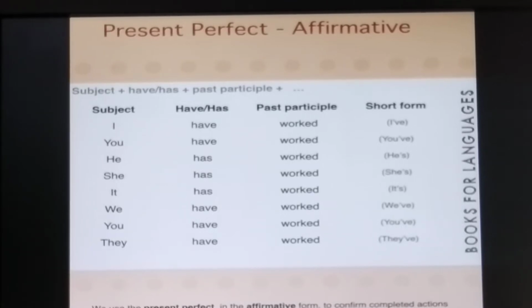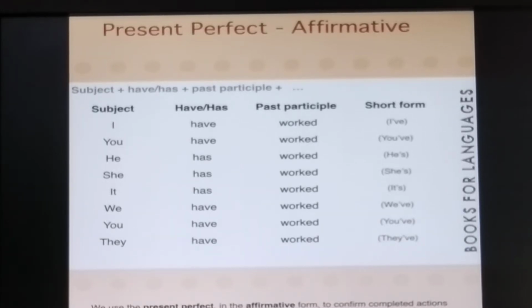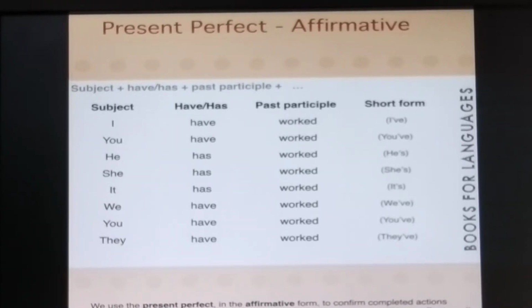In case of third person singular number, as in he or she or it or any other singular object, we will use has, and in all other cases we will use have. And then we will use the past participle form of the verb. We use present perfect in the affirmative form to confirm completed actions which have occurred in the past, are connected to the present and still have effects on it.